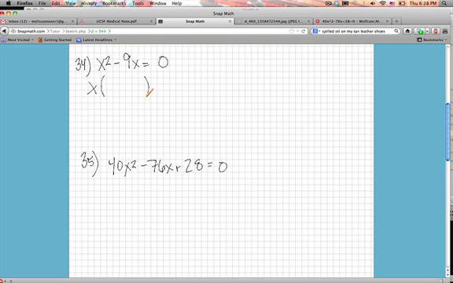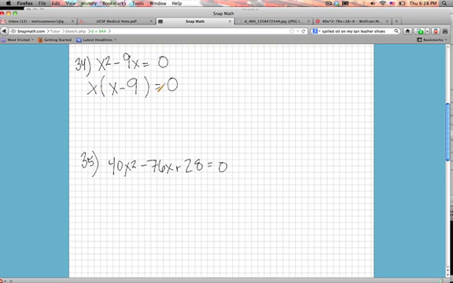And after we've factored out that x, we'll put what's left in these parentheses. After you factor out an x from x squared, you're just left with x. And after you factor out an x from negative 9x, well, you're just left with negative 9. That, of course, is still equal to 0.